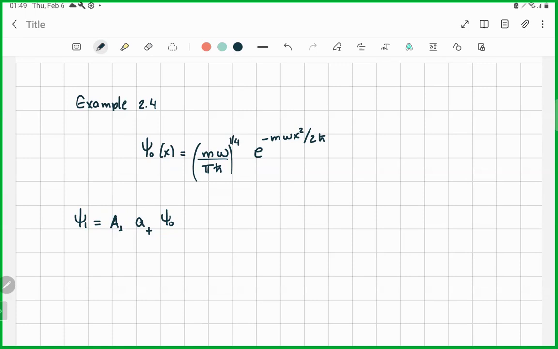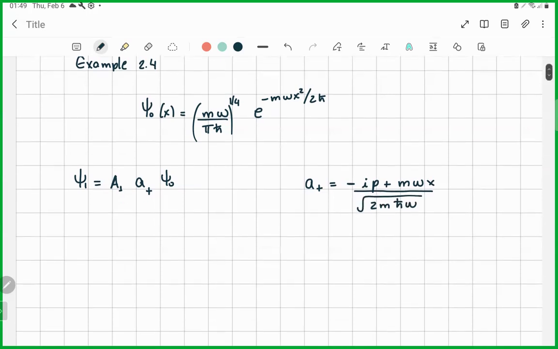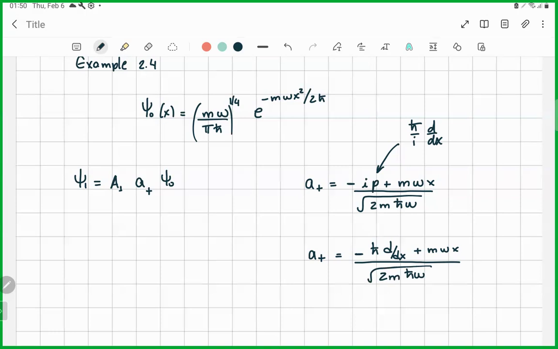Now, what is this A plus? Let's remind ourselves, the A plus is the operator that we introduced, the raising operator, written as minus iP plus m omega x, with the square root of 2m h bar omega in the denominator. Remember that P here is the momentum operator, h bar over i d/dx, correct? So this A plus means minus h bar times this derivative plus m omega x, over that denominator. That's what we need to apply on our ground state to obtain the first excited state.